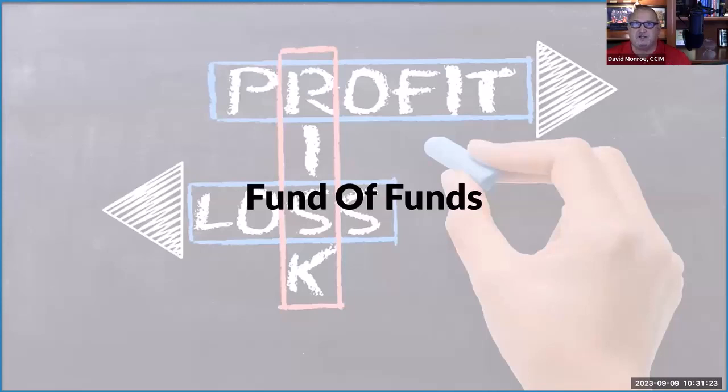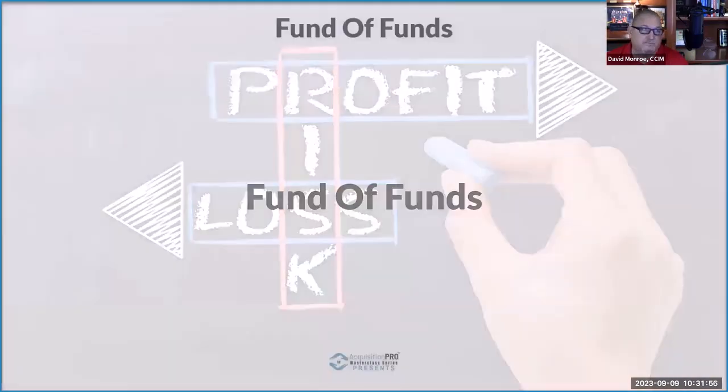In syndication, the 1933 and 1934 Act of the Securities and Exchange Commission governs the rules, regulations, and policies for syndication. Fund of funds does not fall under 1933 and 1934. Fund of funds falls under the 1940 Act, which was for financial advisors and financial advisor companies. And you'll understand this in a minute as we dig into it.